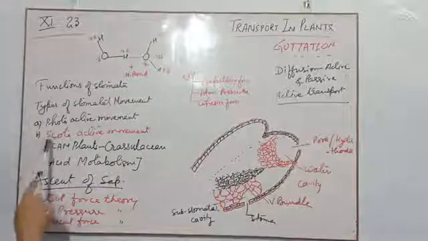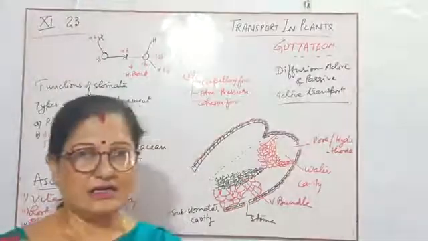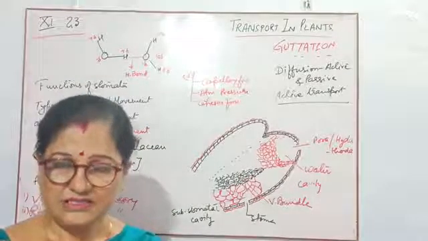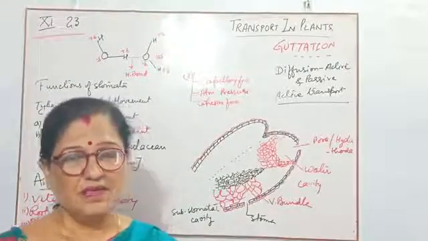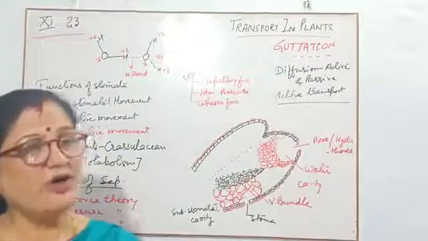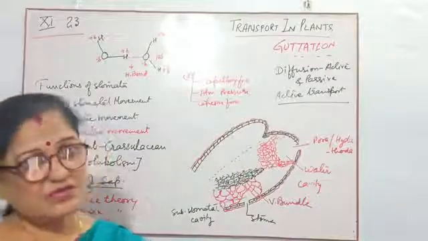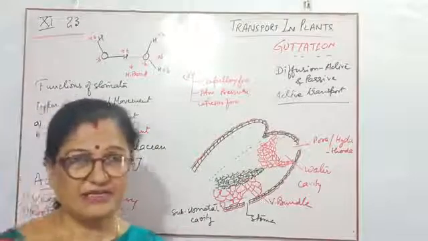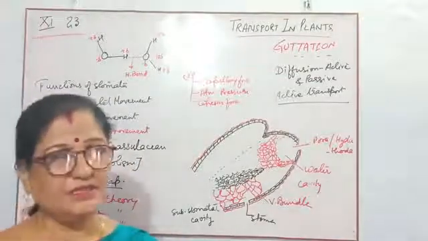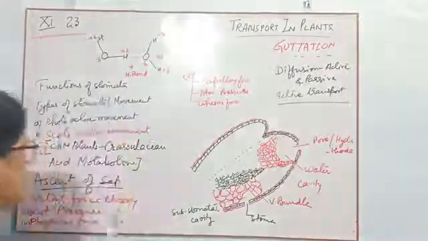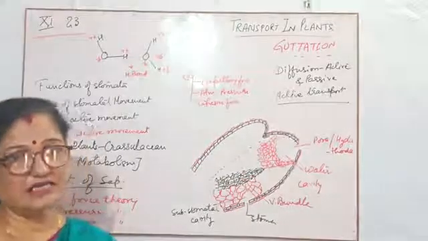Next one is scotoactive movement. These are present in those plants which in the daytime have some improper facility or improper atmospheric condition. At that time they close their stomata, but during the night the temperature becomes less, the condition becomes favorable, and they can open their stomata. This type of stomatal movement is called scotoactive movement.